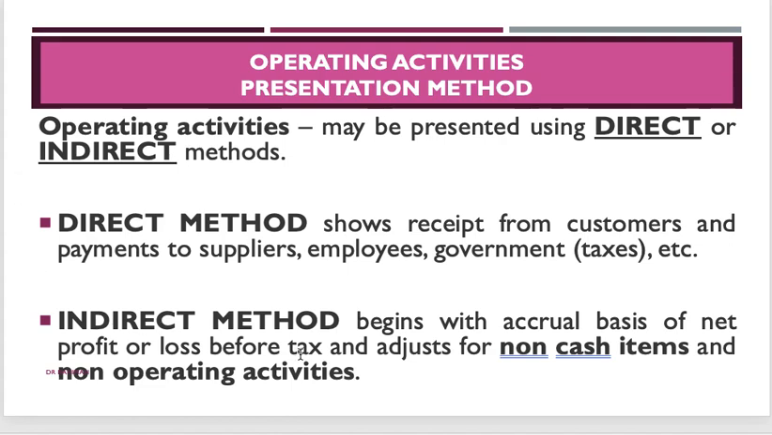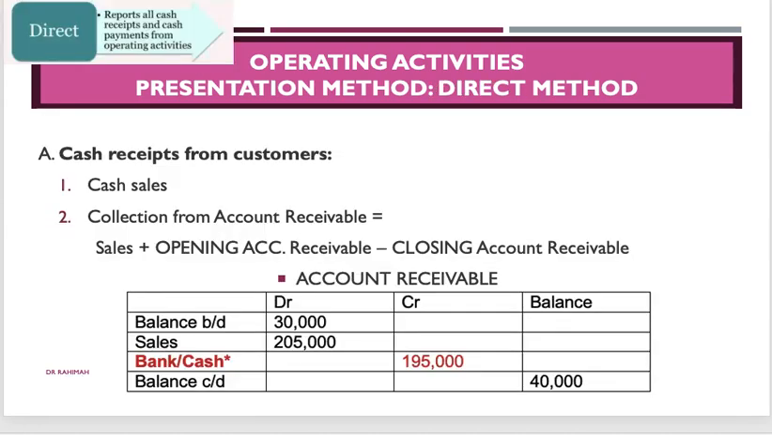For the indirect method, you start your computation with the profit before tax. And you have to adjust for any non-cash items and non-operating activities, because these items are included in the net profit but shouldn't appear in the cash flow. Okay, I will explain this later in the next video.